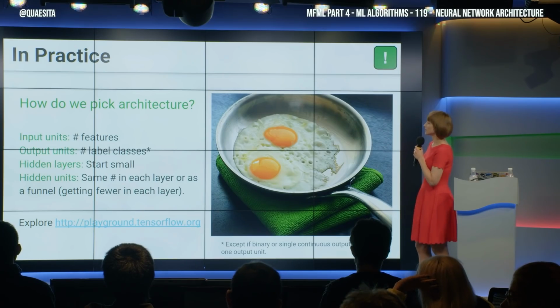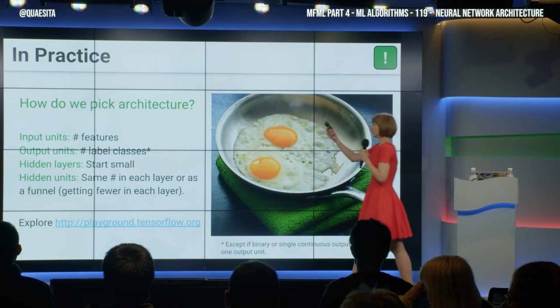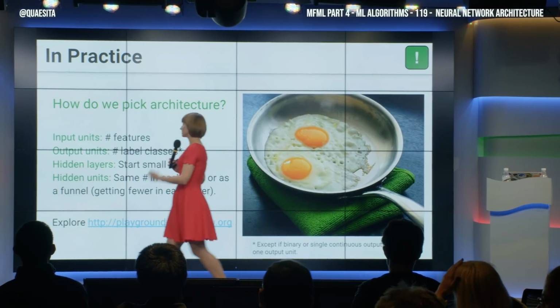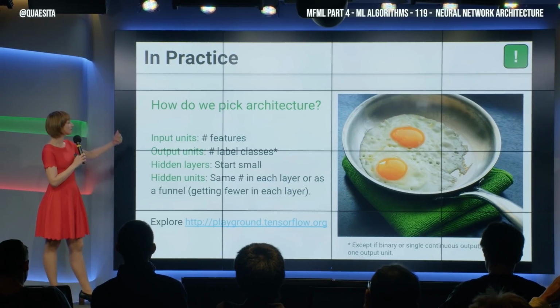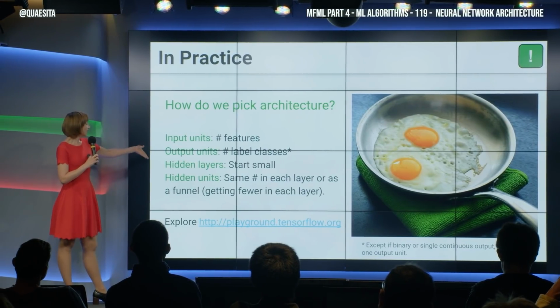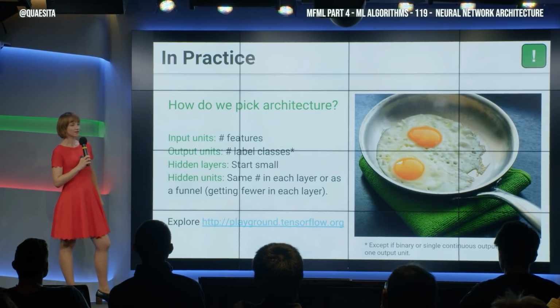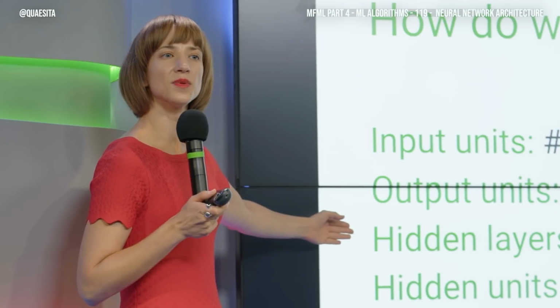Now, how do we pick the architecture in practice? There's all kinds of advice out there on the internet, things like for input units, it's going to be your number of features, for output units, the number of label classes. For the hidden layers, start small. Why start small with the hidden layers?